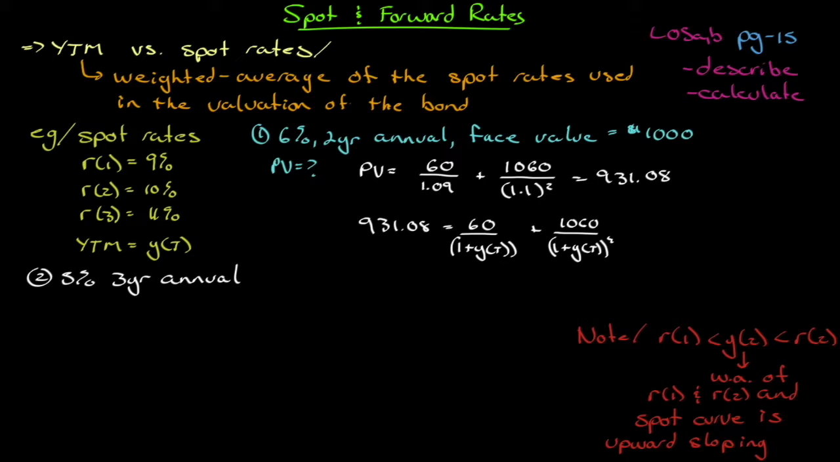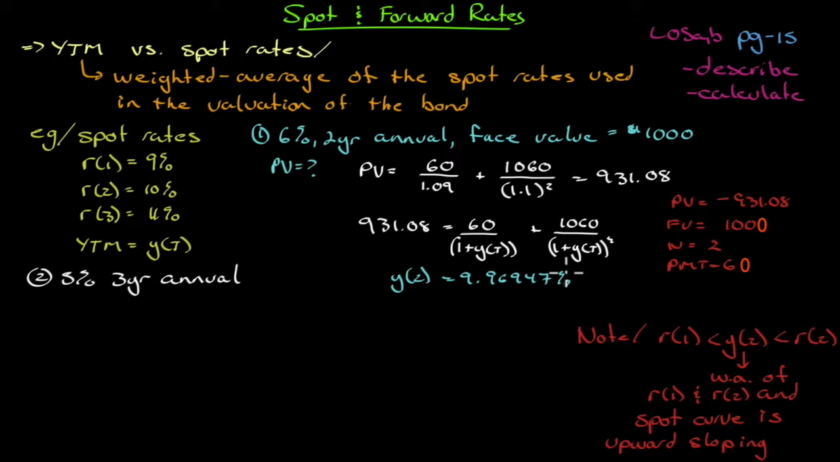There is an easier way to do this. We know our present value is negative 931.08. We know our future value is 1,000. We know that our N is equal to 2, and we know that our PMT is equal to 60. All we have to do is compute I/Y, and you will get your answer. We will find that Y2, because this is a 2-year bond, is 9.96947%.